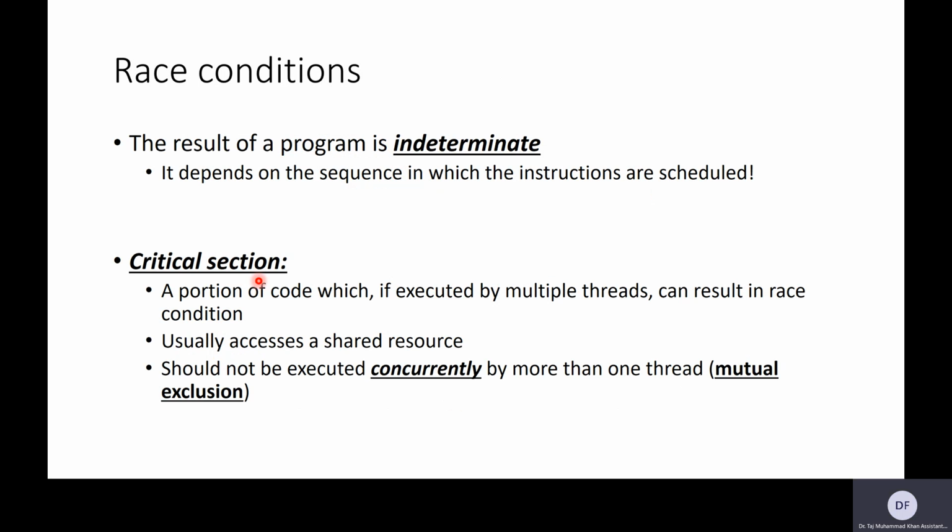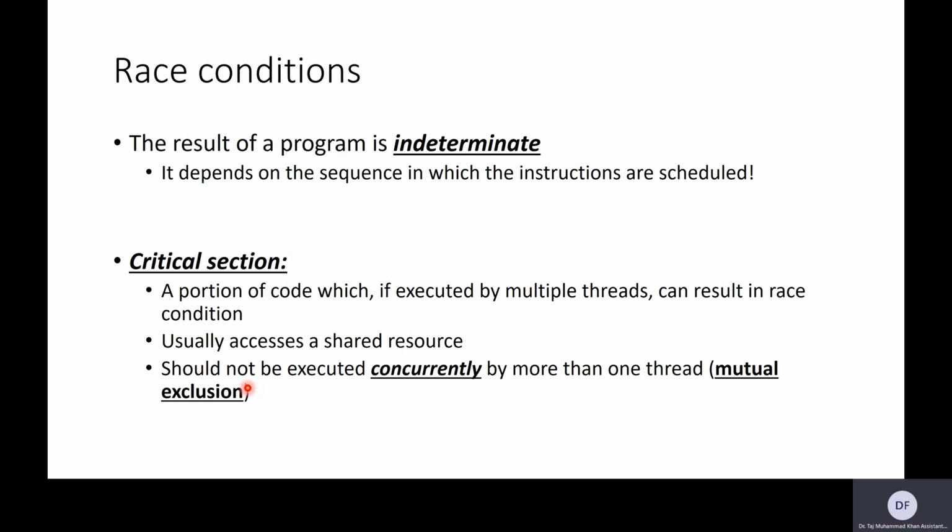Again, the critical section is the portion of code which, when executed by multiple threads in parallel, can result in race conditions. Usually one of the signs of a critical section is that it is accessing a shared resource, shared data. In our example, the shared resource was the location of the variable counter in RAM. It was a global variable, accessible to all the threads, so they can modify it while running in parallel.